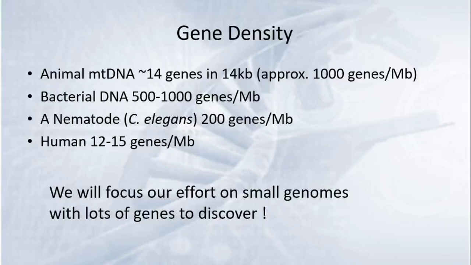in biology still. And then we have our bacteria with 500 to 1,000 genes per million bases. One of my favorite creatures, the nematode C. elegans, has a little bit less dense genes at about 200 per megabase. But then when you look at ours, we only have about 12 to 15 genes on average per million bases of sequence, although these are not just randomly distributed.